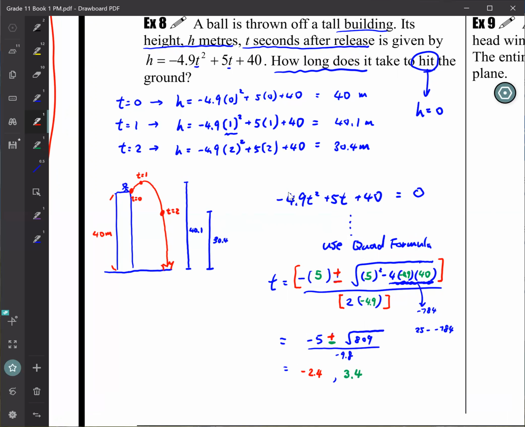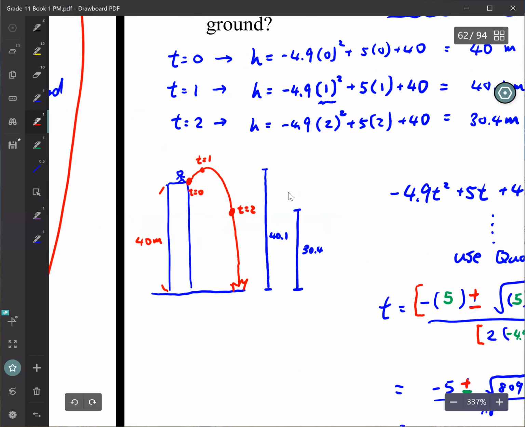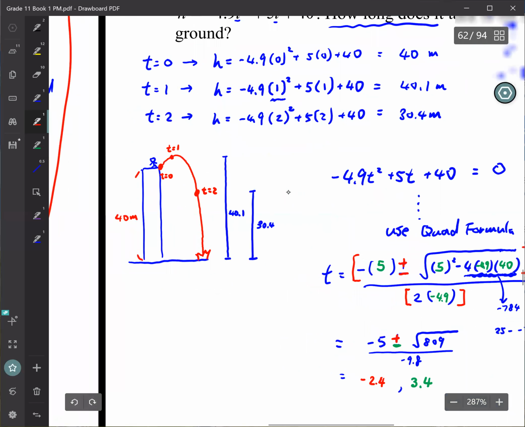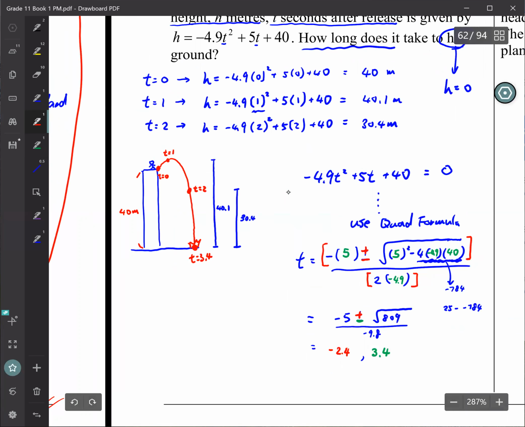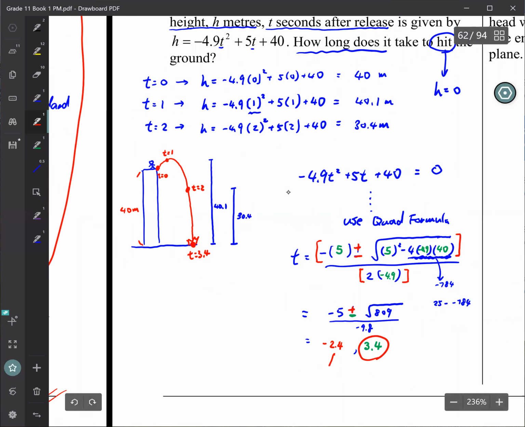3.4, because you can't have negative time technically. Yeah, okay, the time cannot be negative, right? And based on our picture, the 3.4 makes more sense. After 3.4 seconds, the ball will be on the ground. T equals 3.4. So we'll keep this one and we will reject the other.